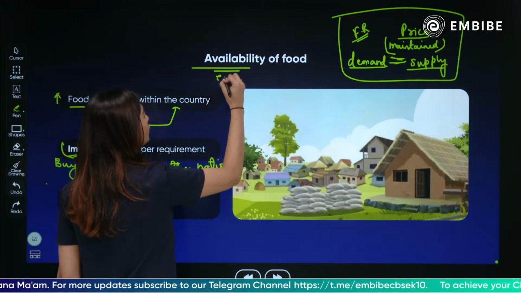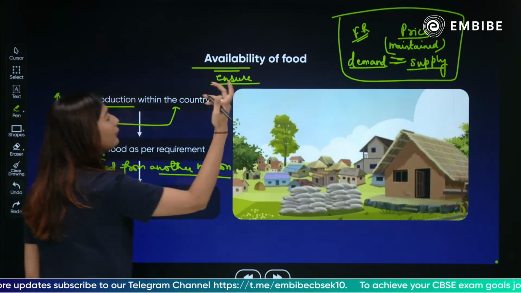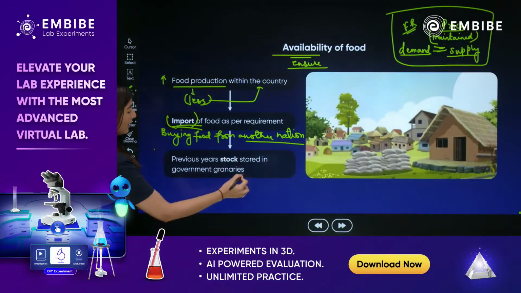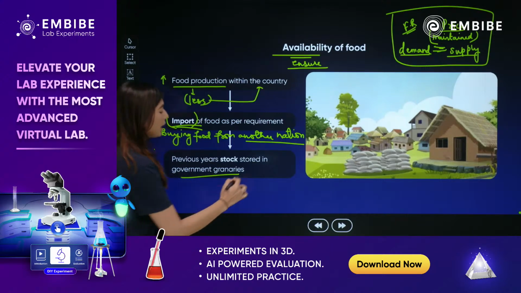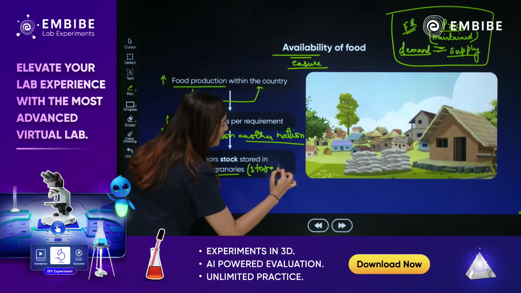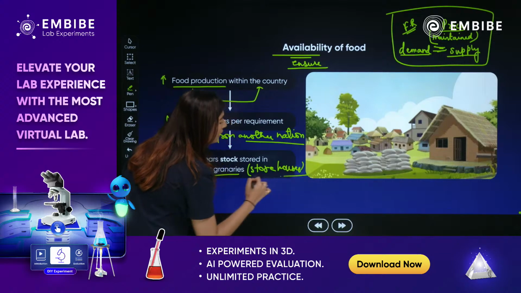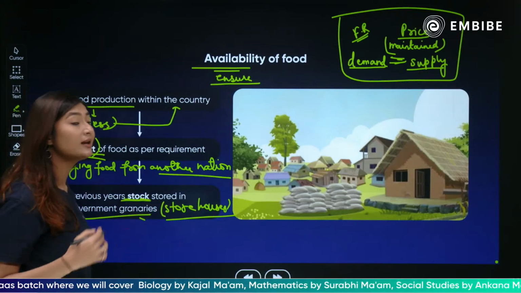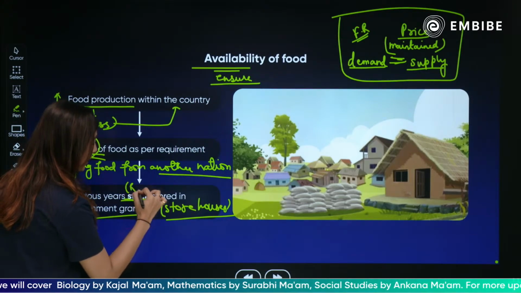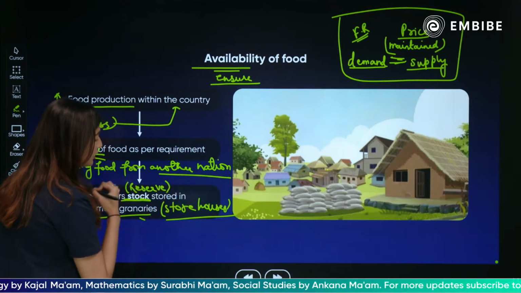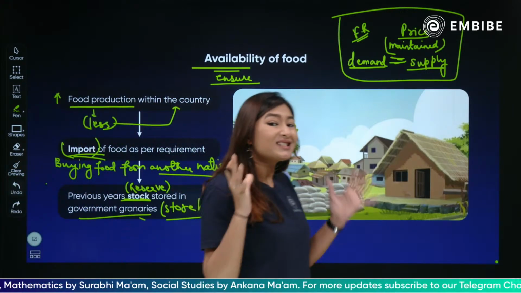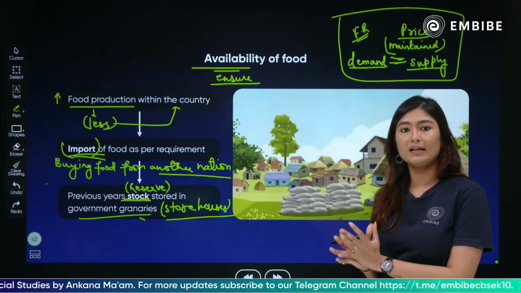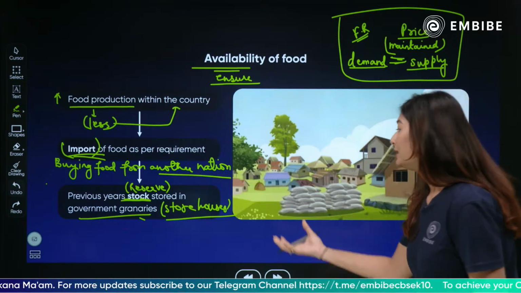Availability of food को ensure करने के लिए, to make sure that the amount of food required for the population demand is always there. Previous year stock stored in government granaries is an example. Granaries का मतलब क्या होता है? Storehouses. So बच्चे, government also has storehouses of grains, which is known as granaries, where they basically keep a stock. Stock क्या होता है? Reserve. Stock is what? Reserve. So whenever food production is done in a country, country saves some amount of food as a buffer, okay, as a reserve quantity, so that whenever there is a shortage, they can always take it out from here.